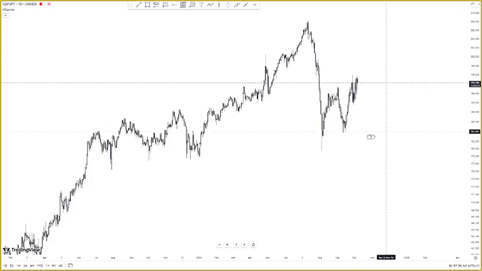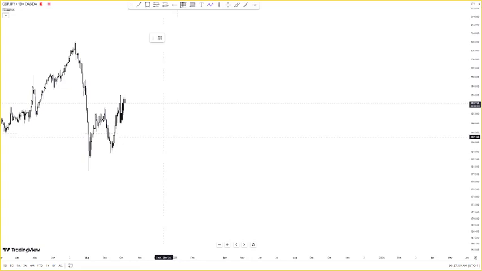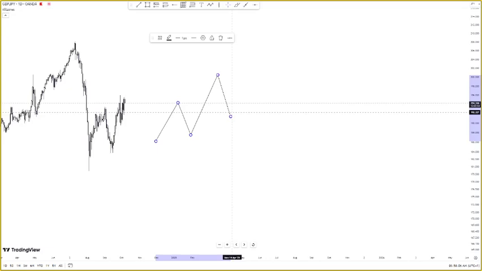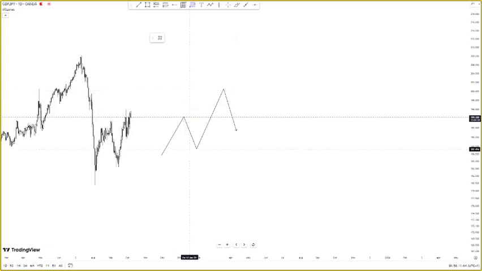After every break of structure, maybe I should just say it here, after every break of structure, there's always a deep pullback to at least 50%. Okay.